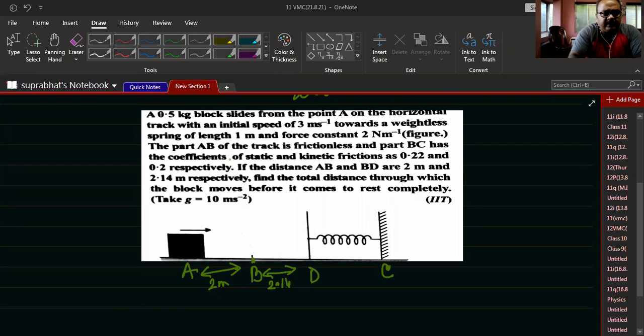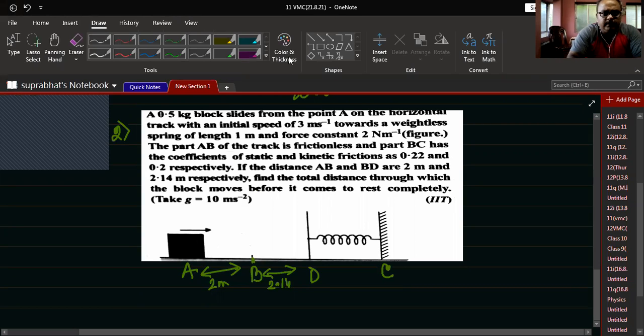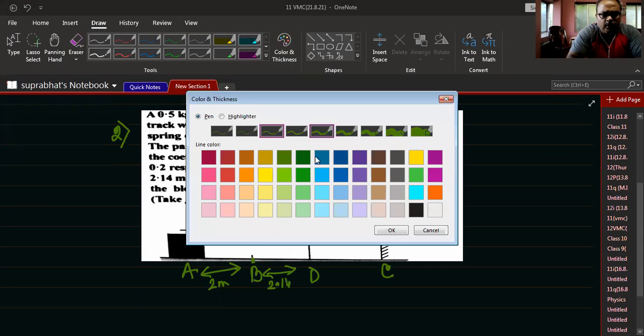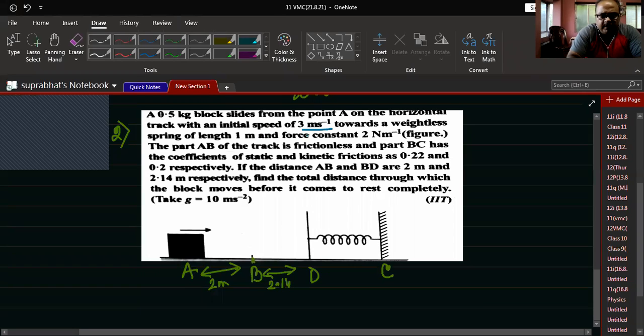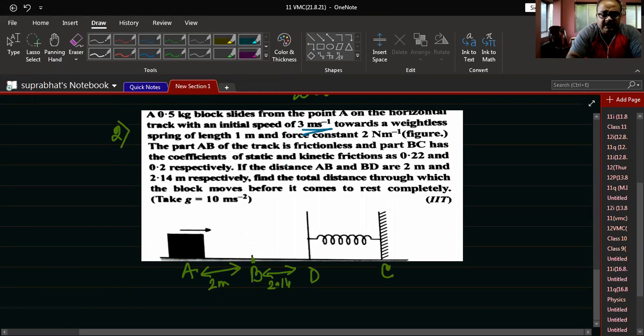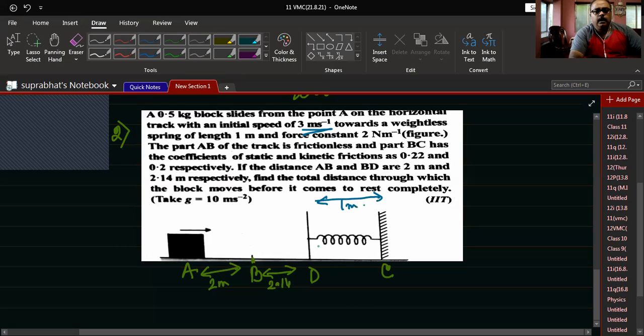So children, this is the second problem of our discussion today. You can see that they have given a block that is 0.5 kg, which slides from the point A on a horizontal track with a speed of 3 meter per second towards a weightless spring of length 1 meter. So this is the length of the spring, which they have already given.